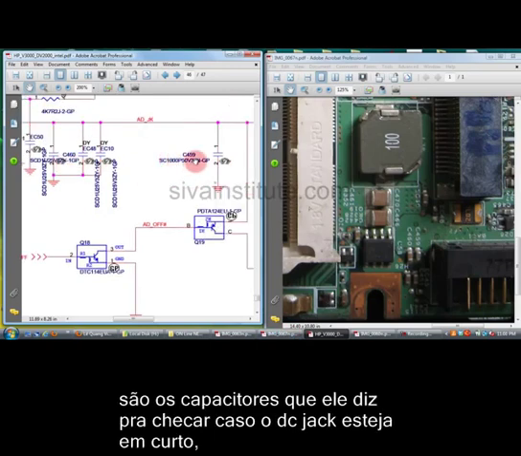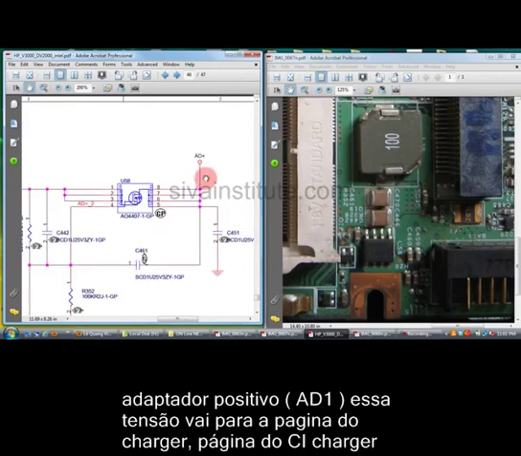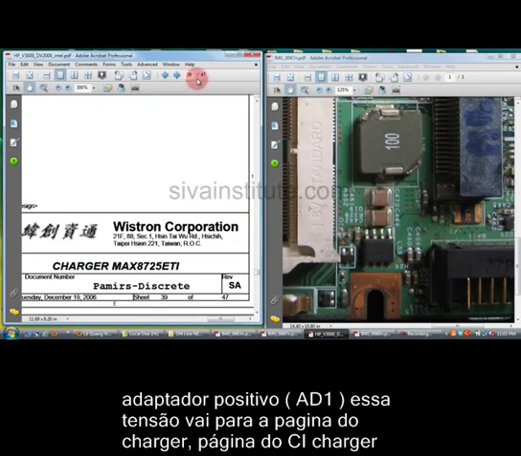C460, C459. If the DC jack is short, you should check these capacitors. Adapter plus: this voltage goes to the charger IC page. So the total is 47 pages.